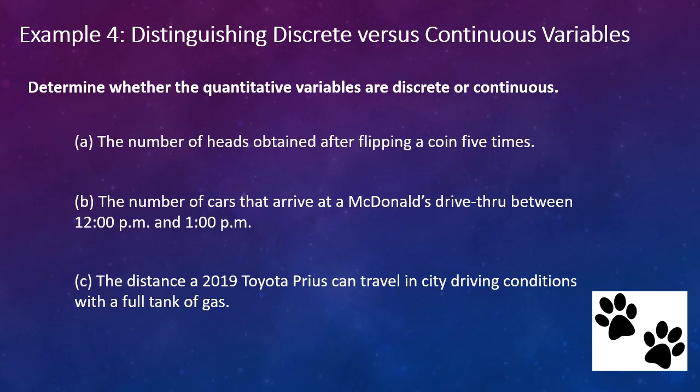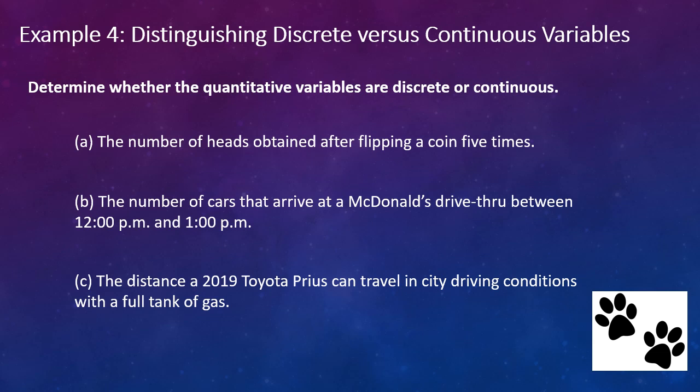Example 4, to distinguish discrete versus continuous variables. Determine whether the quantitative variables are discrete or continuous. Again, you see a little pause print down in the bottom right. So go ahead and hit pause and answer these 3 questions, whether they are discrete or continuous. I'm assuming you're hitting pause now, and I'm going to continue forward.